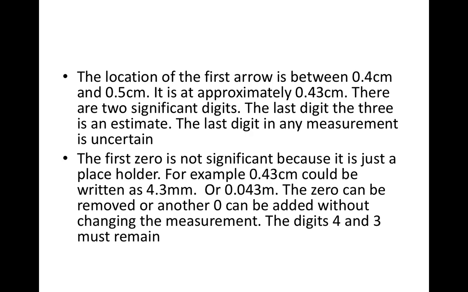For example, 0.43 centimeters could be written as 4.3 millimeters, where the zero is completely eliminated, or it could be written as 0.043 meters, where an additional zero is added to the beginning. The zero can be removed or another zero can be added without changing the measurement. The digits, the 4 and the 3, have to be there, so they are significant.